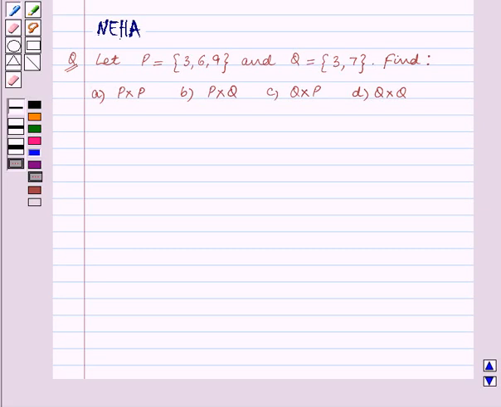In this session, we will discuss the following question. The question says, let P be equal to the set containing the elements 3, 6, 9 and Q be equal to the set containing the elements 3, 7. Find A, P cross P, B, P cross Q, C, Q cross P, D, Q cross Q.